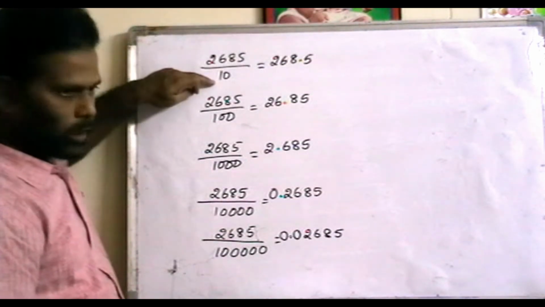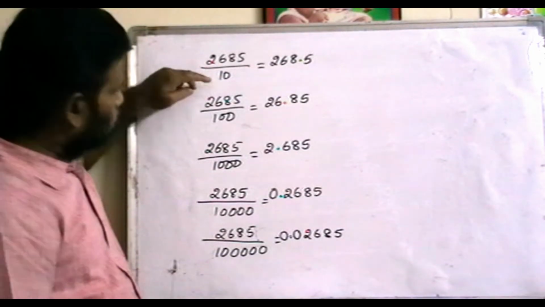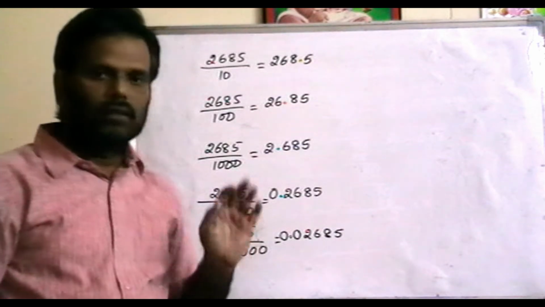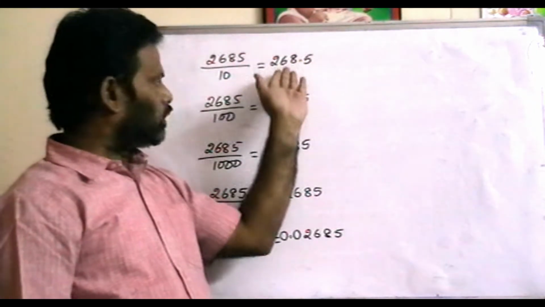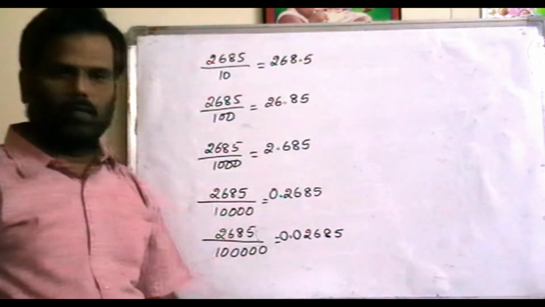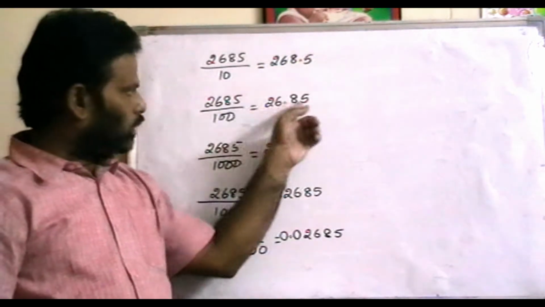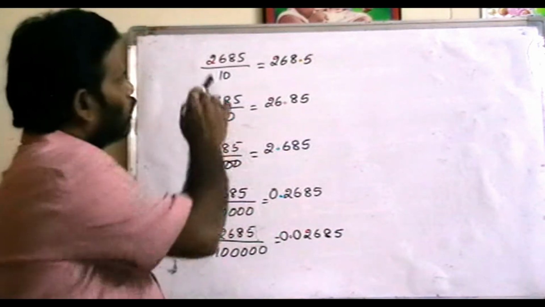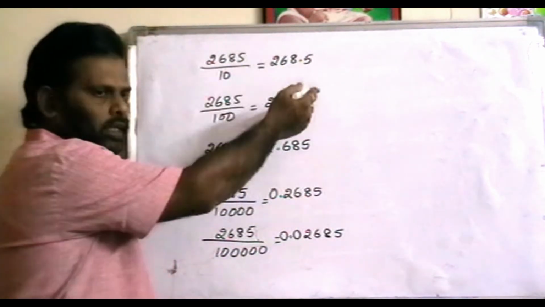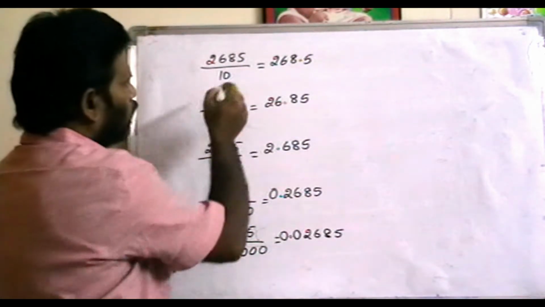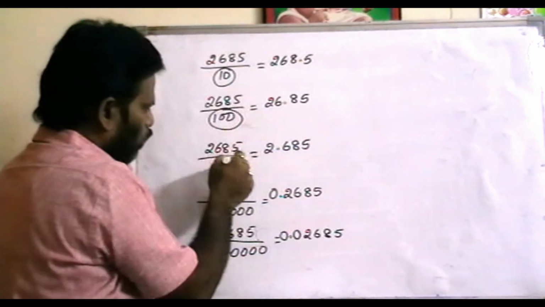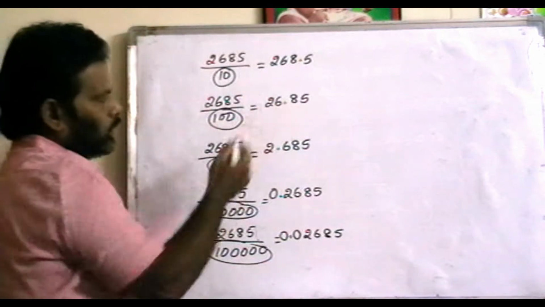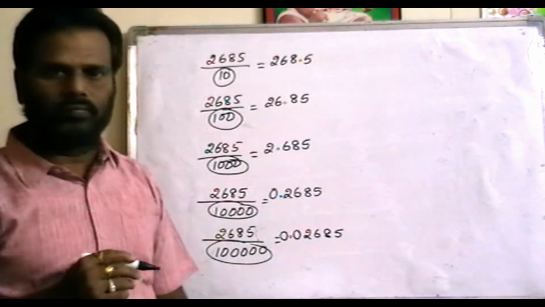If the denominator is in a round figure, that means 10, 100, 1000, 10,000 and so on, then without performing division we can say the decimal forms, like 268.5, 26.85, and so on. So without performing the division we can change it to the decimal form. It depends on the denominator, whether the denominators are in round figures.